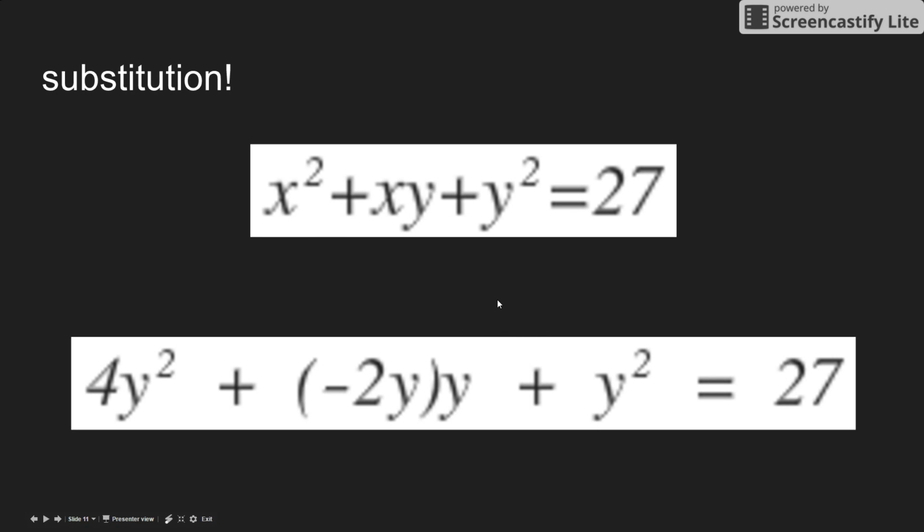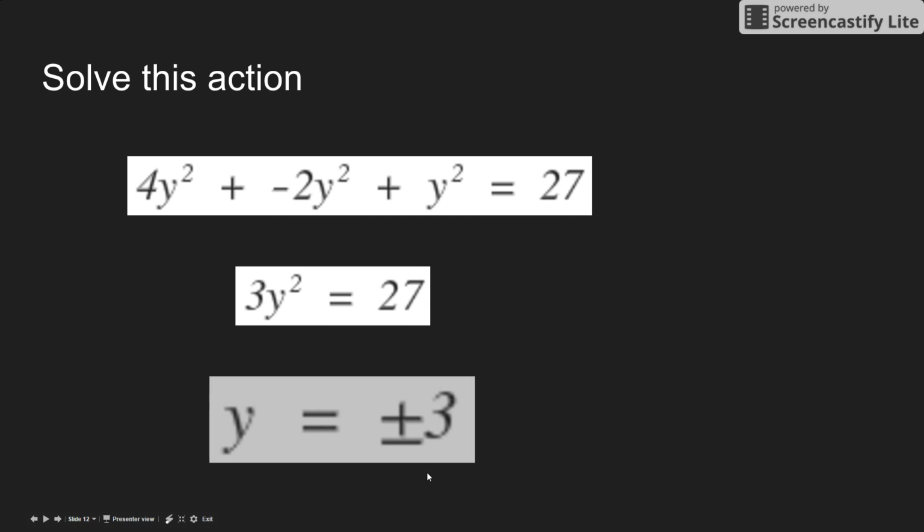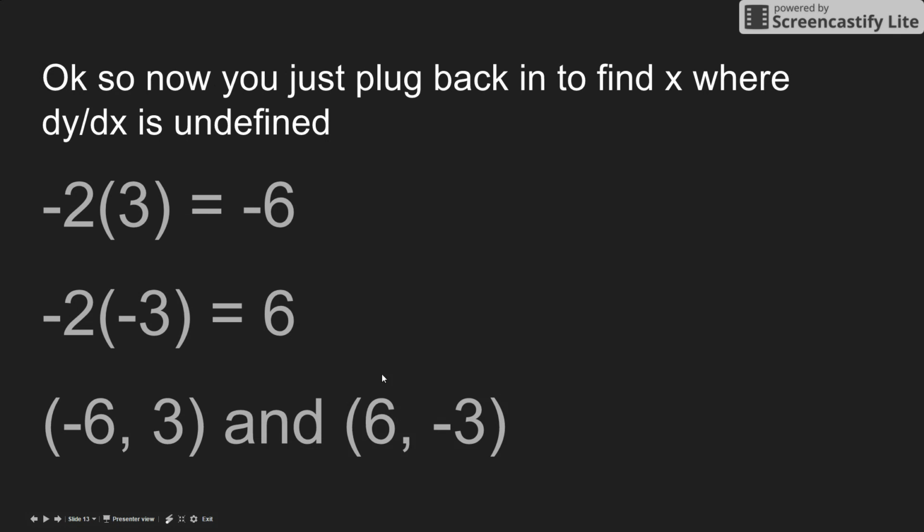So that means that x equals negative 2y, which means that we can go back to the base equation and plug in negative 2y in a form of substitution to find these points. So what we do is we plug that in and we just simply solve. And we find that y equals plus or minus 3.